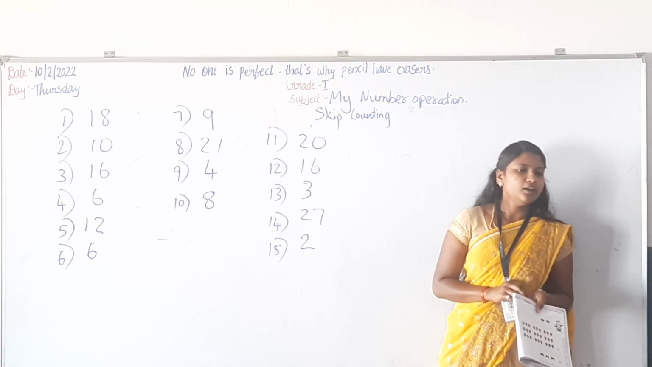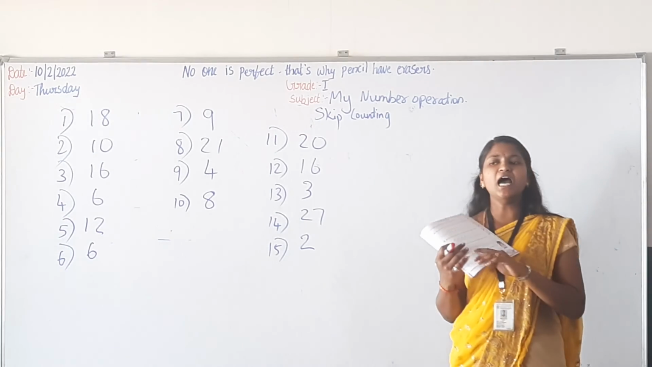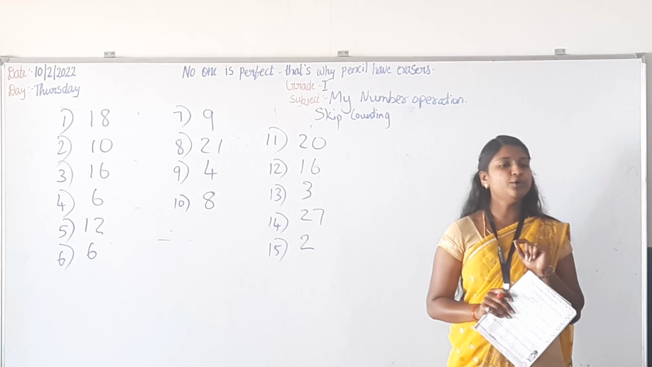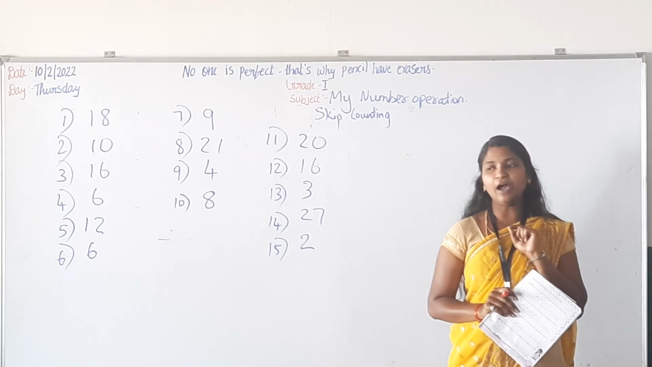Understood? What is it called as groups? Whenever I ask a question, how many fishes are there in each group, what will you check? In one group, how much is there? You have to tell me.